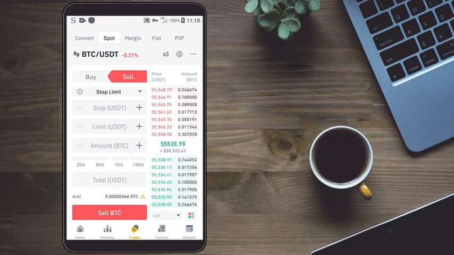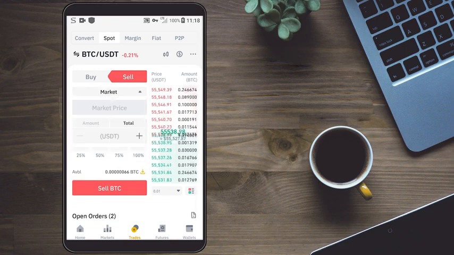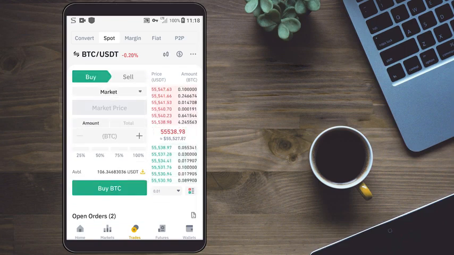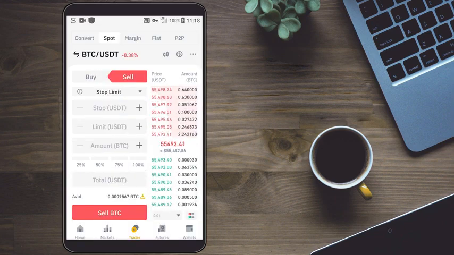First, let me buy Bitcoin because I don't have Bitcoin to set a stop loss for it. Let's place a market order, a buy market order, amount 50% for example, buy BTC, and success. So now I can set a stop limit sell order for my Bitcoin.